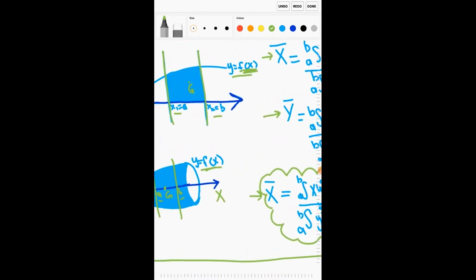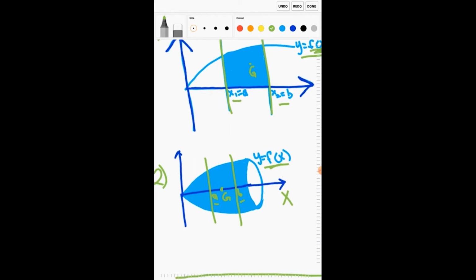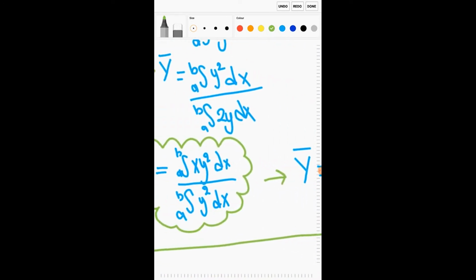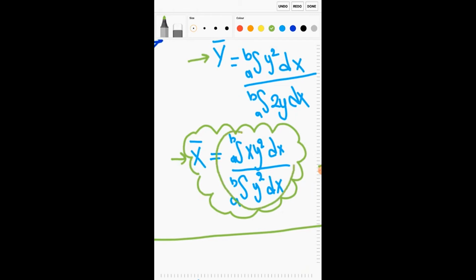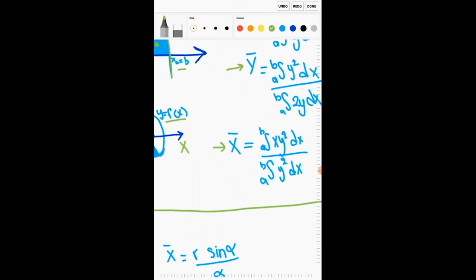And sometimes they might tell you that it's being rotated about the y-axis. So basically it's vertical, not horizontal. In this case, x bar would be 0, and you would use this same formula, but in terms of y. So it becomes dy, not dx. You would integrate in terms of dy if they told you it's being rotated about the y-axis.